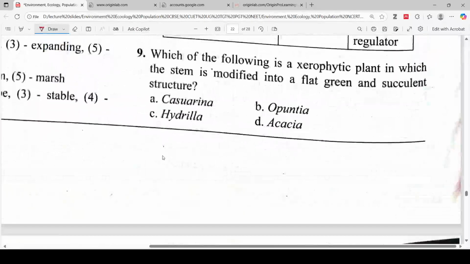Next question, which one of the following is a xerophyte plant in which the stem is modified into a flat, green and succulent structure? So the correct answer will be B.